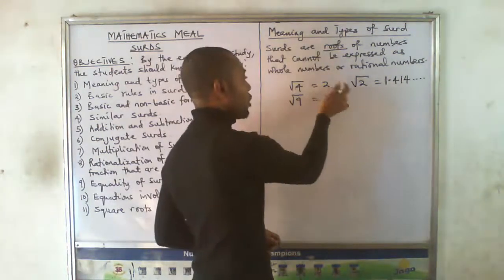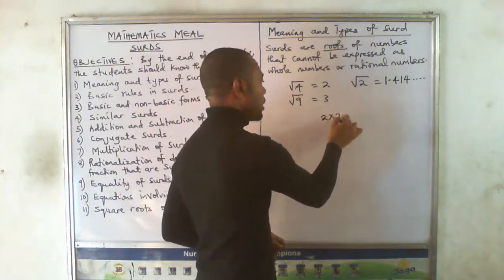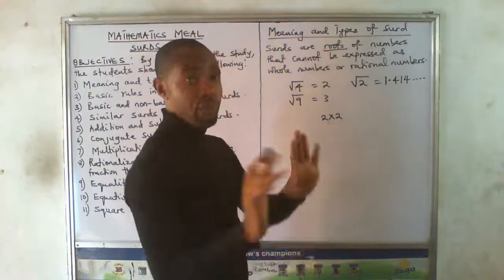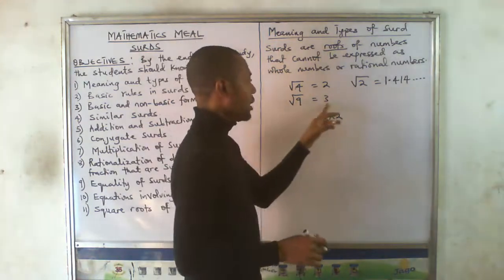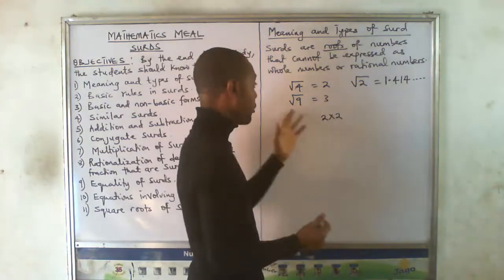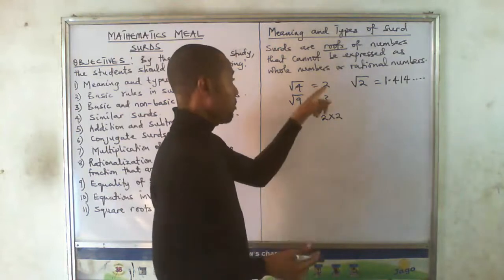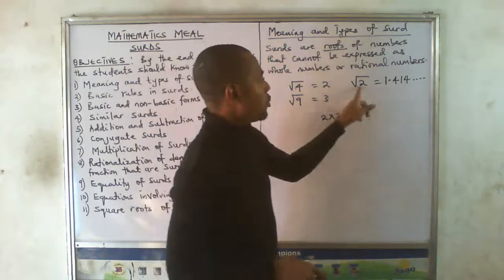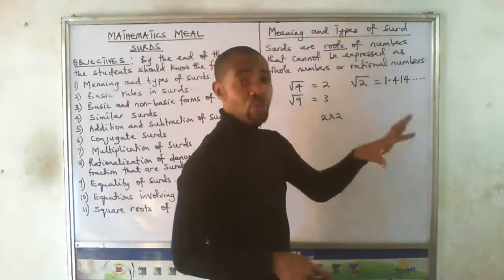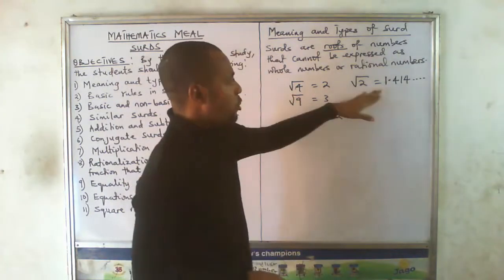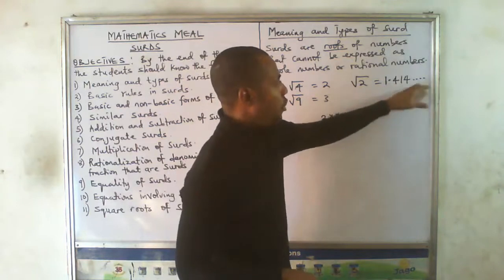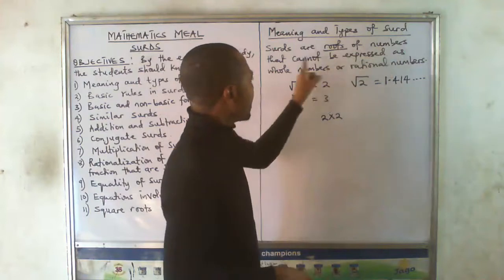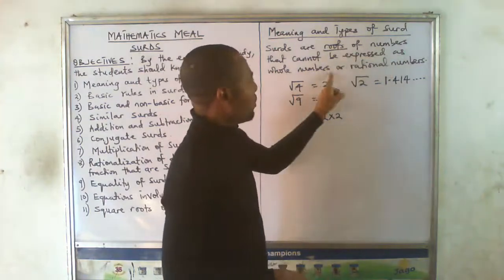Remember, square root of 4 is 2, because when you multiply 2 by itself, you have 4. We are taking the positive values anyway. Square root of 9 is 3, because 3 times 3 will give us 9. We know it's plus or minus, but let's just consider the positive values only. So square root of 2 is not 1, because 1 times 1 will not give us 2. So square root of 2 is 1.414. There are other digits that will follow. Now, surds are roots of numbers that cannot be expressed as whole numbers or what?